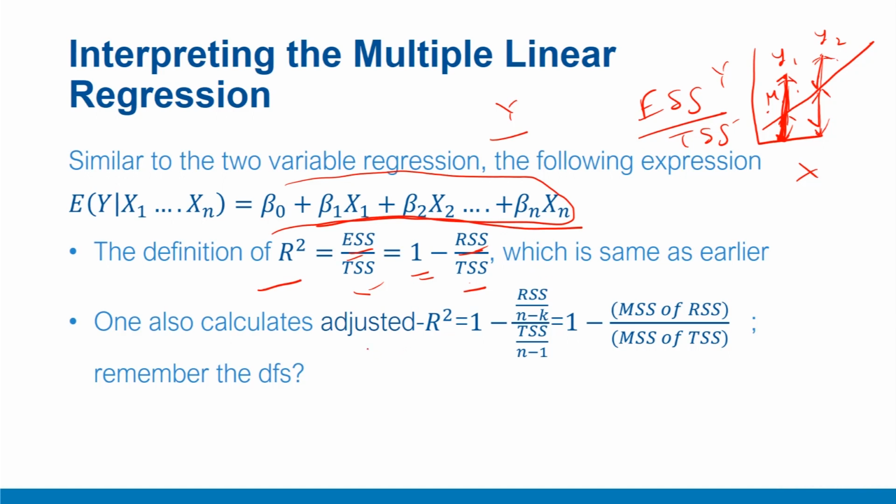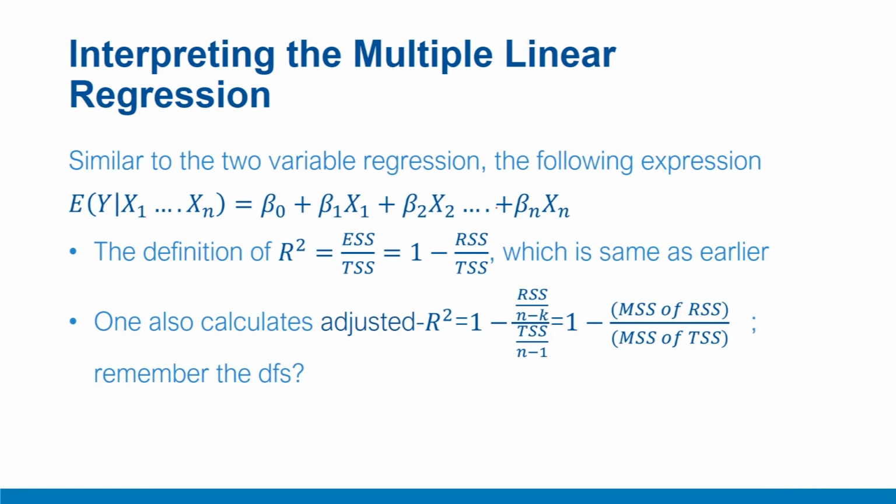A more improved version is also computed in the form of adjusted R square, where a small adjustment is made. Here, instead of using RSS and TSS, we divide the residual sum of squares and total sum of squares by their respective degrees of freedom. For RSS, the degrees of freedom are n minus k. Here, n is the total number of observations in the sample. K is the number of coefficients excluding beta naught. So all the beta 1 to beta n, all the coefficients excluding beta naught, divided by n minus 1. N minus 1 is the degrees of freedom for TSS.